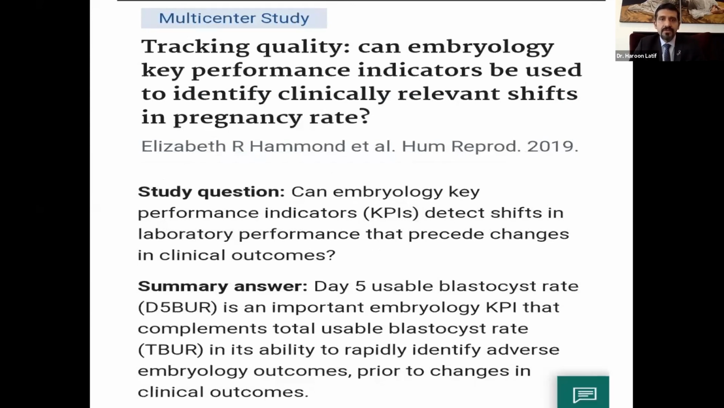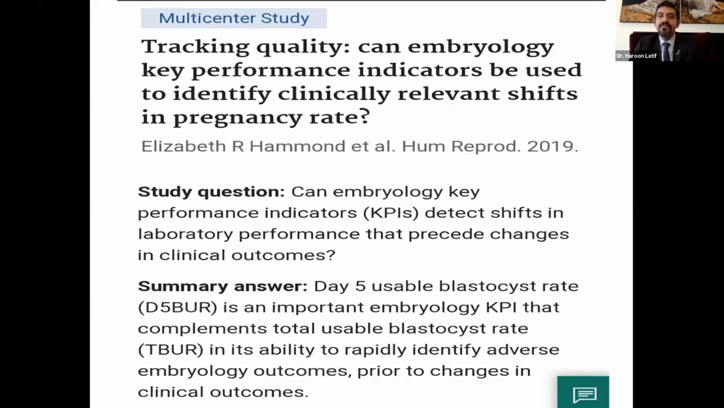And the question they wanted to answer was: can embryology KPIs detect shifts in lab performance that precede changes in clinical outcome? After doing this multi-center study, they found that day 5 usable blastocyst rate, D5-BUR, is an important embryology KPI that complements the total usable blastocyst rate in its ability to rapidly identify adverse embryology outcomes prior to changes in clinical outcomes. They used different media to do this survey, and they found that the change in media resulted in changes in the lab. However, those changes were translated a few months later clinically.